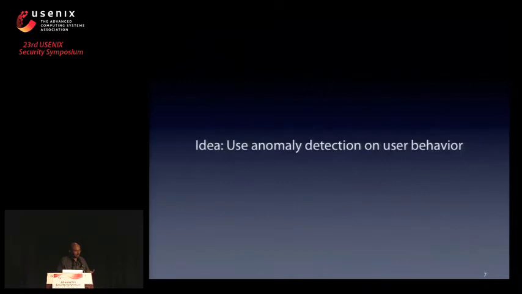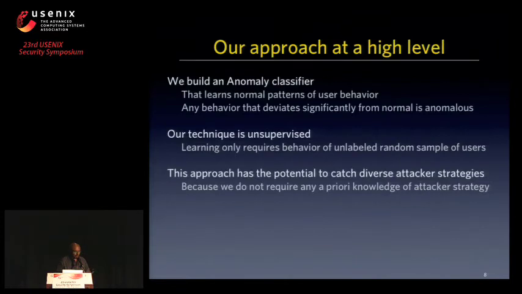Our idea is to use anomaly detection on user behavior on social networks. At a high level, we do not try to rely on detecting known patterns of misbehavior. Instead, we build an anomaly classifier that learns normal patterns of user behavior, and any behavior that deviates significantly from this normal behavior is considered anomalous. Our technique is completely unsupervised. This means that we do not require any labeled data.